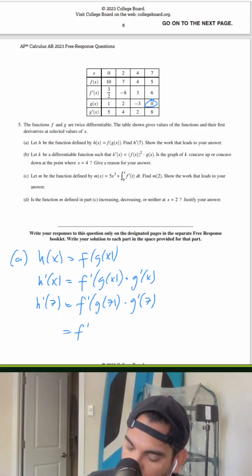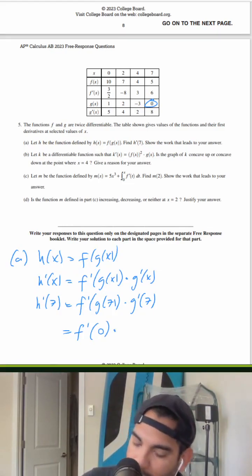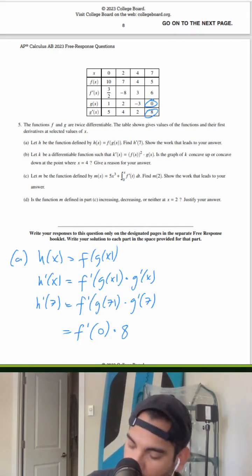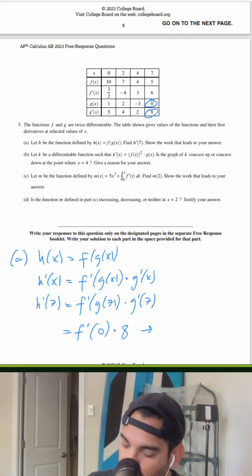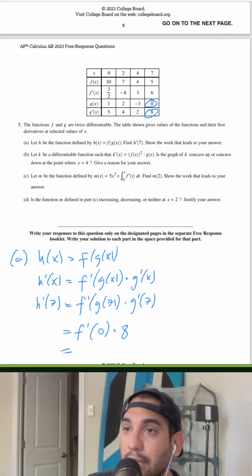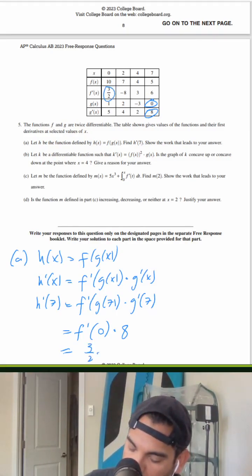So now we have f prime of 0 times, let's just go ahead and find g prime of 7. Up on the table, I have 8. So that's my g prime of 7. And then at the very end, I can go ahead and find f prime of 0. You guys can see that on the screen now. F prime of 0 is going to be 3 halves. So I got 3 halves times 8, which is just going to be 12.